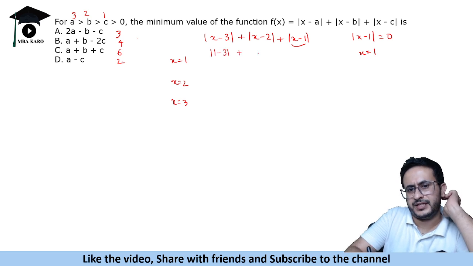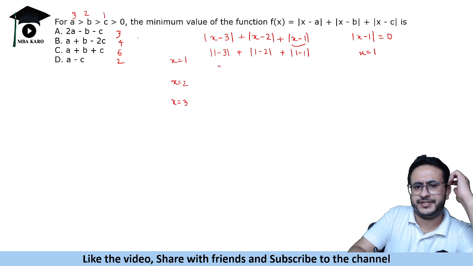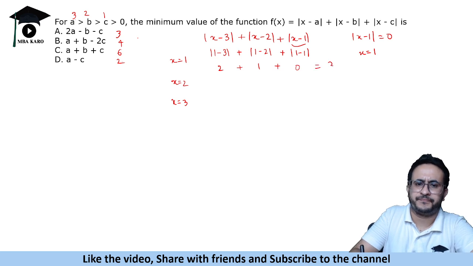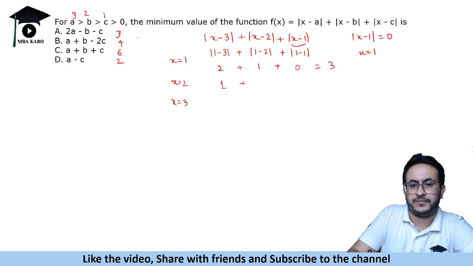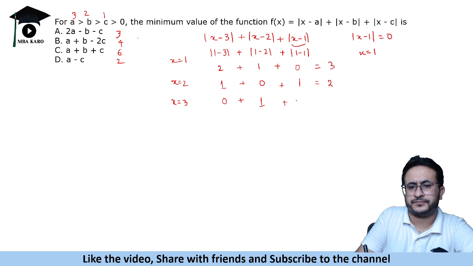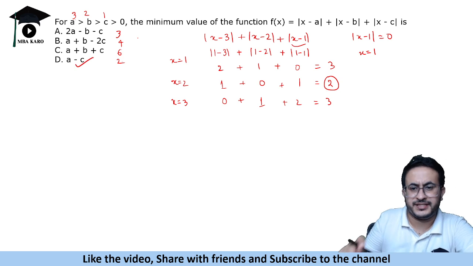So x equal to 1 becomes |1 - 3| + |1 - 2| + |1 - 1|, that is 2 plus 1 plus 0, that is 3. If you put x equal to 2, this value will be 1, this is 0, and this is 1. So 1 plus 0 plus 1, that is 2. If you take x equal to 3, this becomes 0, 3 minus 2 is 1, and 3 minus 1 is 2. So we get 3. So the least we are getting is 2. So the answer is a minus c.